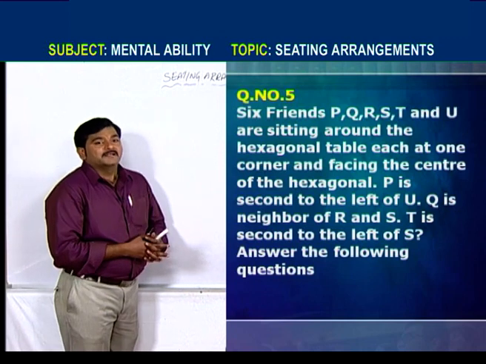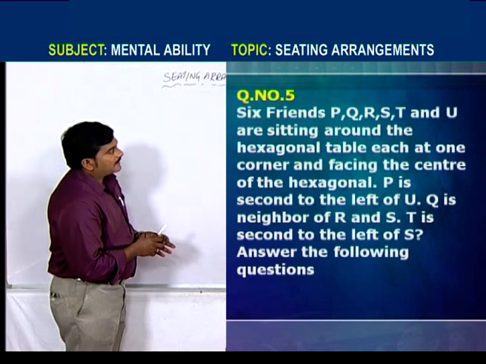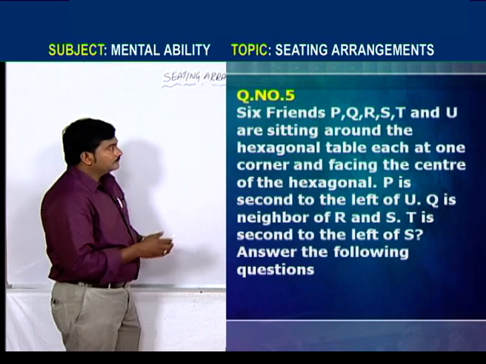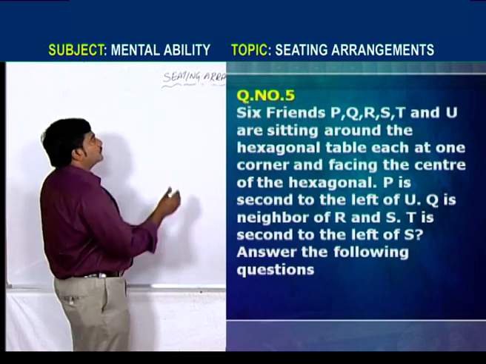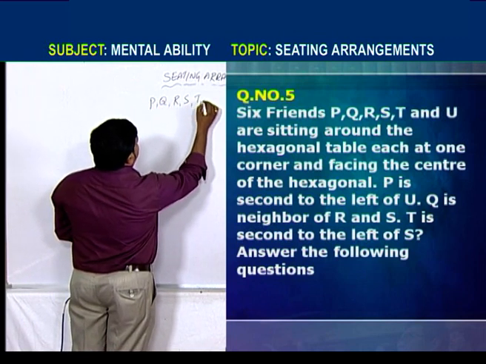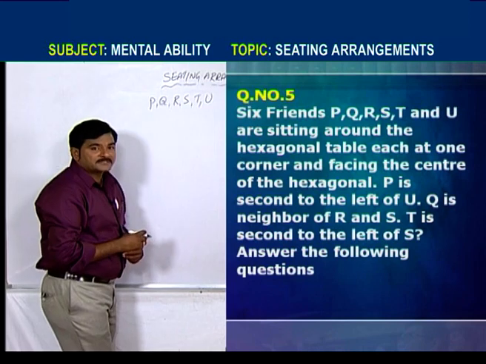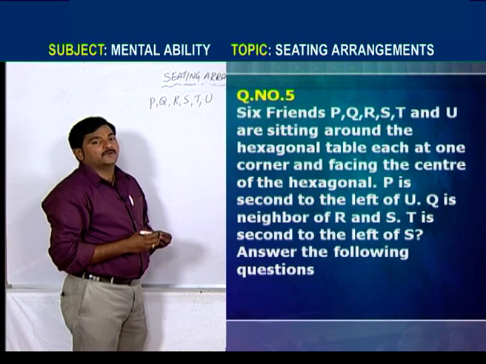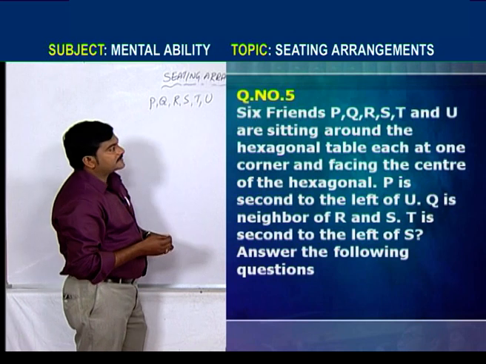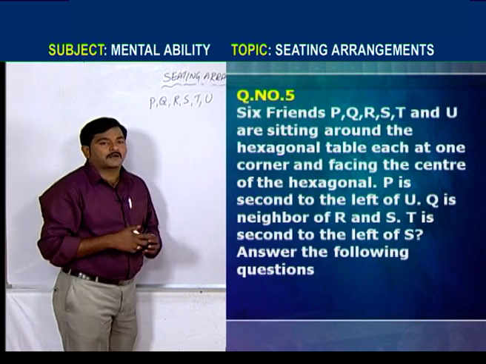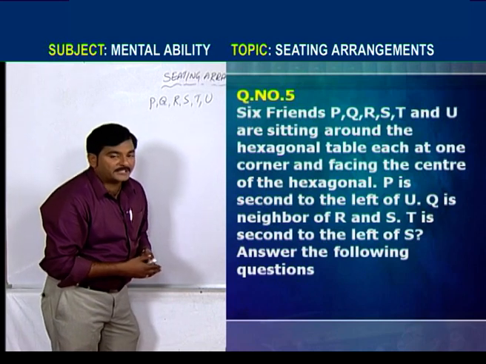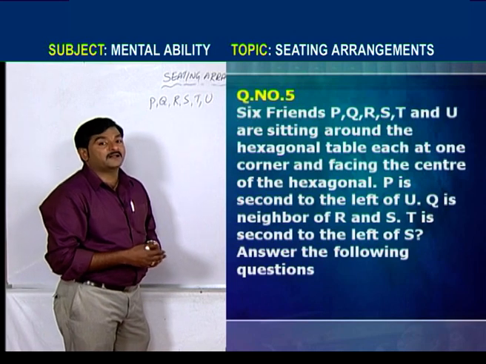What is the given question? Six friends P, Q, R, S, T, U are sitting around a hexagonal table. We will take these persons P, Q, R, S, T, U. Total how many friends are there? Six friends. They are sitting around the hexagonal table, and there is a condition. What is the given condition? Each at one corner and facing the center of the hexagonal.